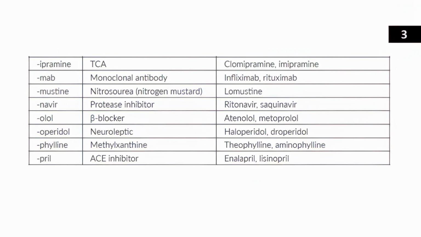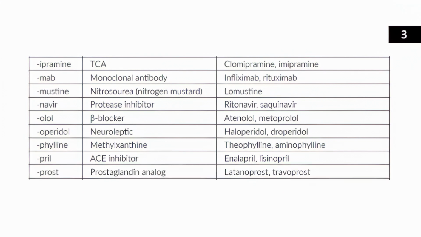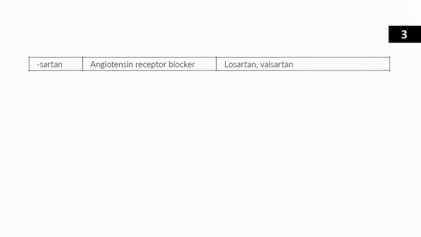Pril is the ACE inhibitor, like enalapril or lisinopril. Prost is the prostaglandin analogs. These are for drugs like latanoprost or travoprost, which are used to treat glaucoma. The next one is sartan. These are the angiotensin II blockers like losartan and valsartan.